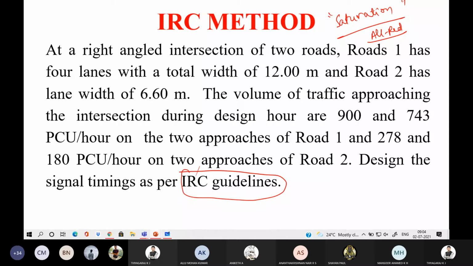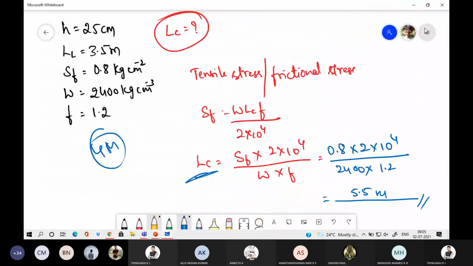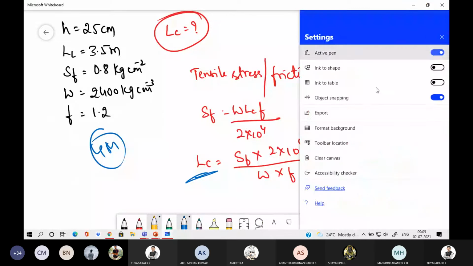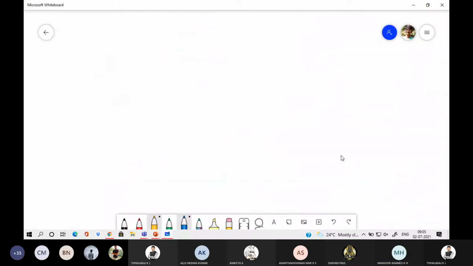Kindly respond. Completed? Yes, sir. Others completed? Yes, sir. Okay, now we will go for the solution. I hope the screen is visible, right? Yes, sir. Now we will solve step by step.